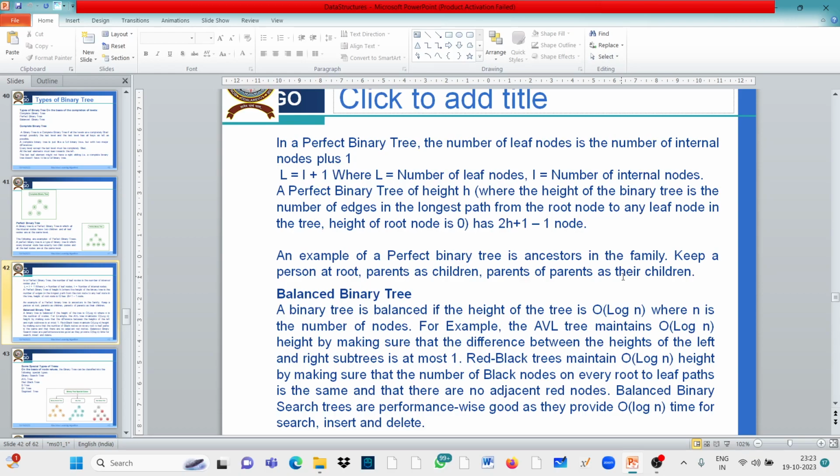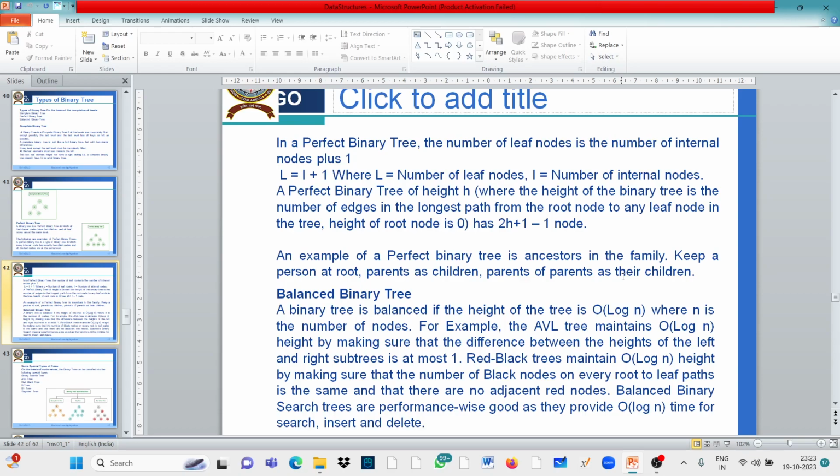If the height is order of log n, where n is the number of nodes, then these are the things you have to follow. For example, the AVL tree maintains order of log n height by making sure that the difference between the height of the left and the right subtree is only 1.